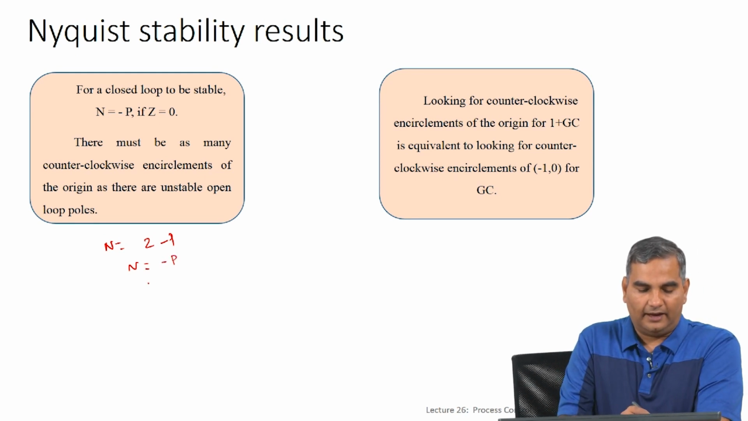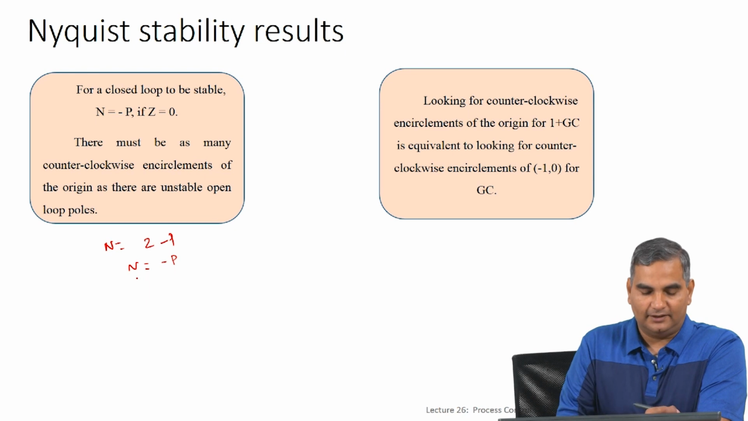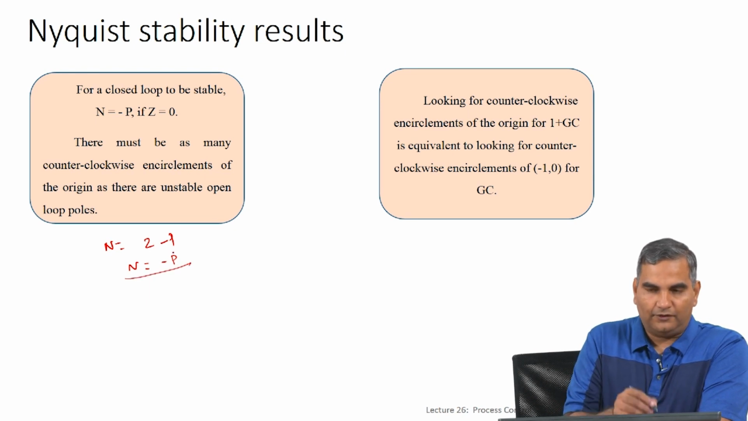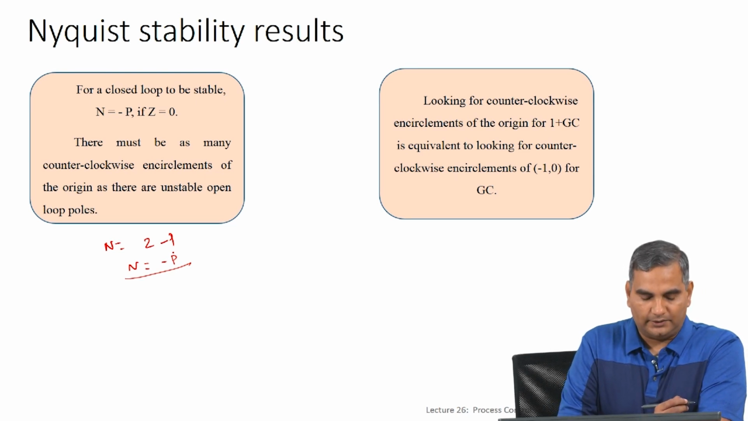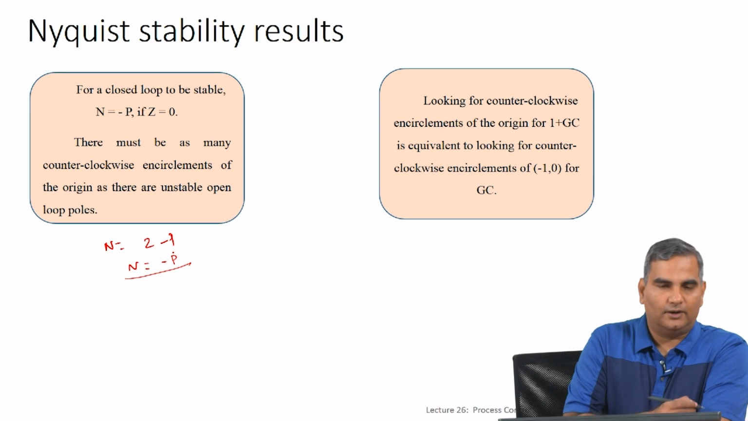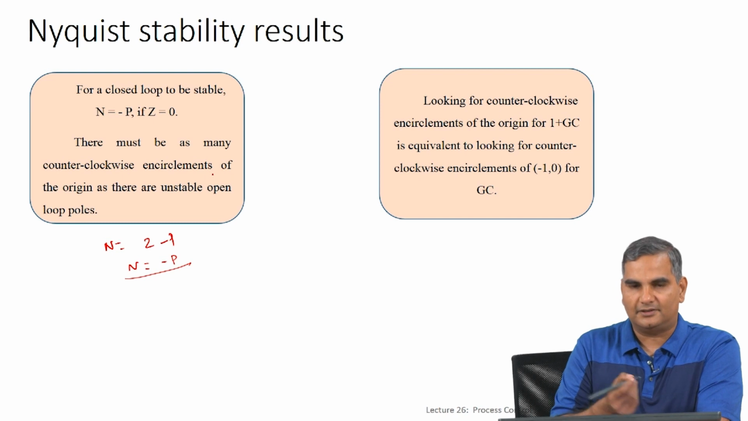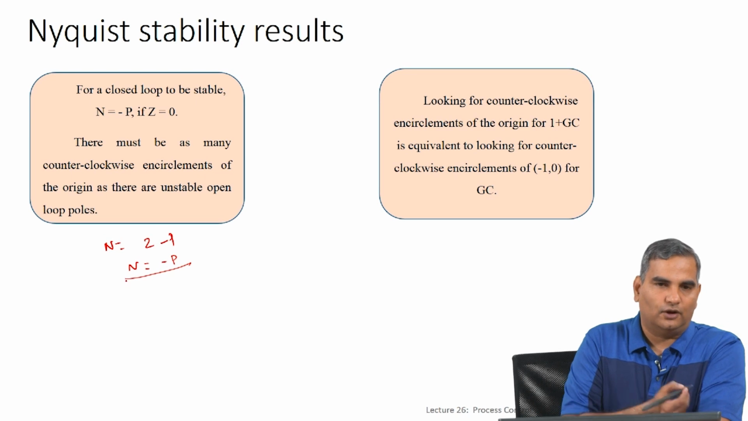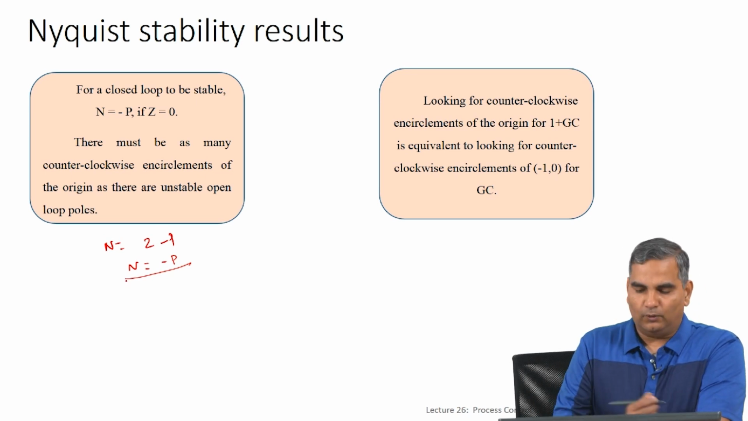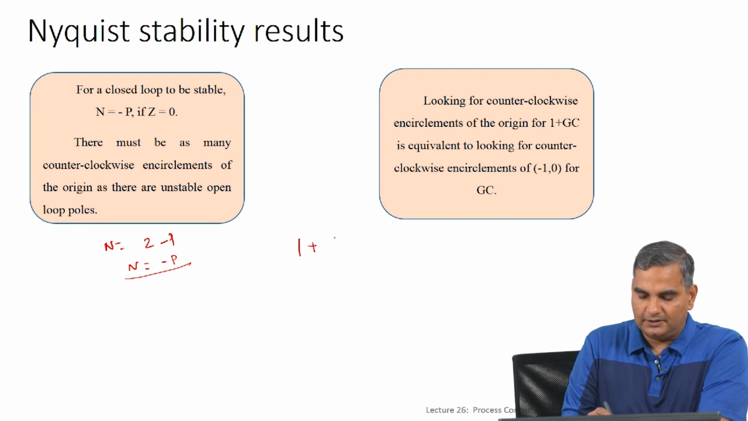So, if I have as many counterclockwise encirclements of the origin as there are unstable open loop poles, then the system is stable. So, that is the main result, because that comes from N equal to minus P. If I have 3 open loop unstable poles, I should have 3 anti-clockwise or counterclockwise encirclements, and similarly if I have 1, I should have 1, and so on. So, this is the result which basically generalizes this for stable and unstable processes. Now, if the open loop is stable, then P is 0, N should also be 0, there should be no encirclements.